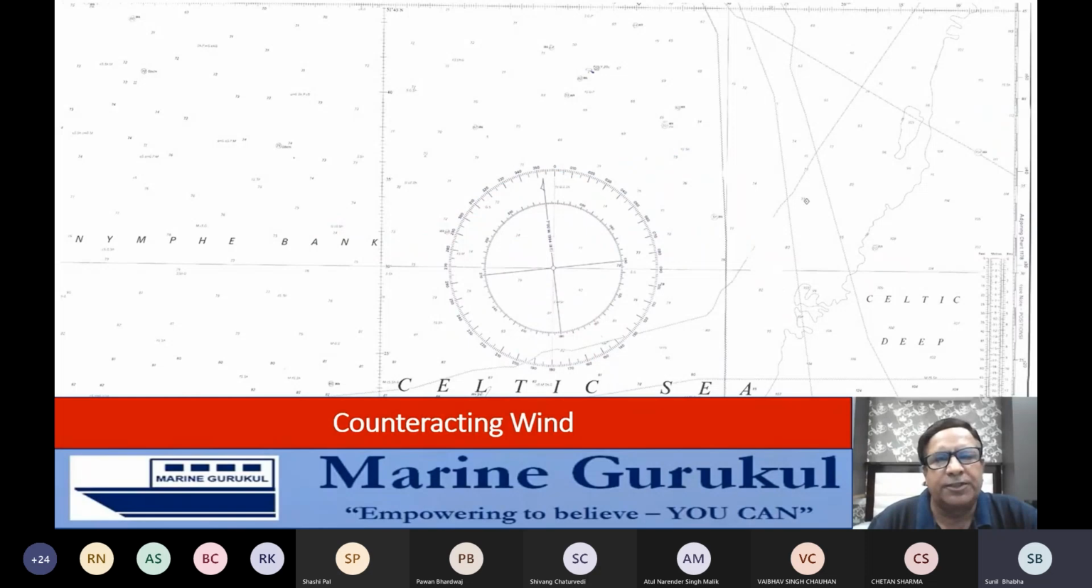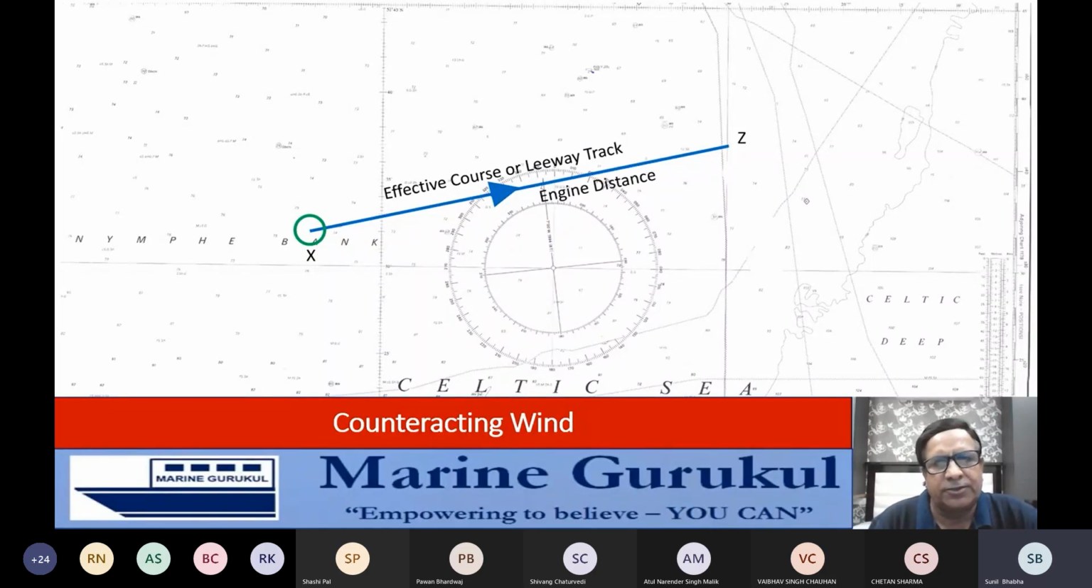Counteracting wind shall be the scenario in which the effective course track or the leeway track is known to us and the CTS is to be found. Let us say the vessel is at point X and X to Z is the effective course track or the leeway track. Magnitude of this vector shall be the engine distance. The wind experienced is southerly as shown by the wind arrow. And now we have to get the CTS.